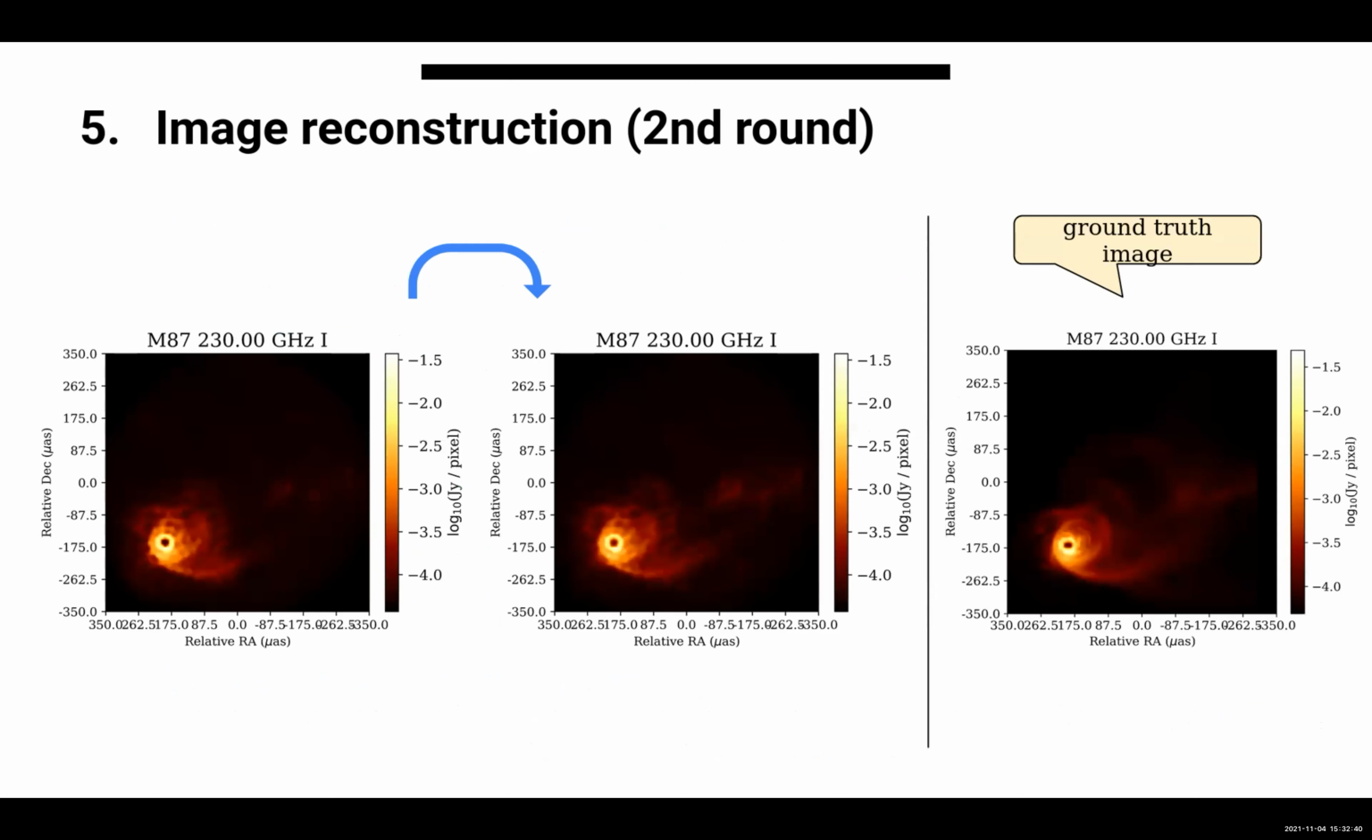Okay, so on the left is the image that I showed you before, the final image that we got in the previous iteration. And here in the middle is the final image that we obtain when we incorporate full complex visibilities and do some more iterations of imaging. And you can see on the right how it compares to the ground truth image. So it's pretty similar. Yeah, next slide.